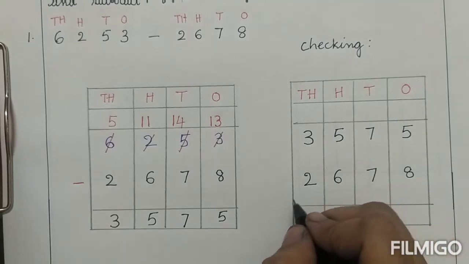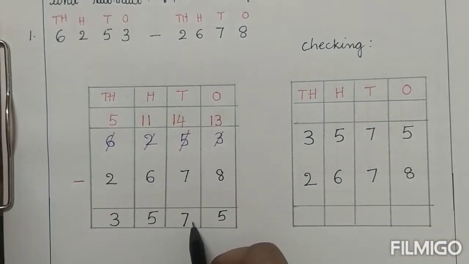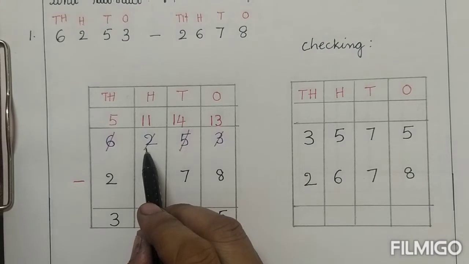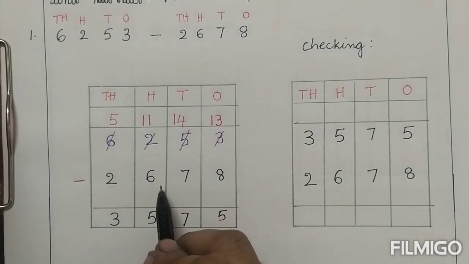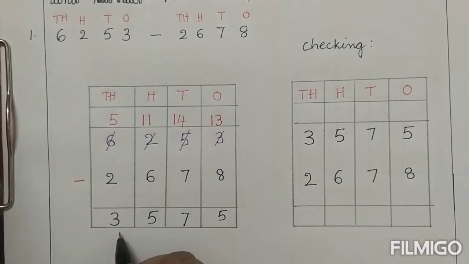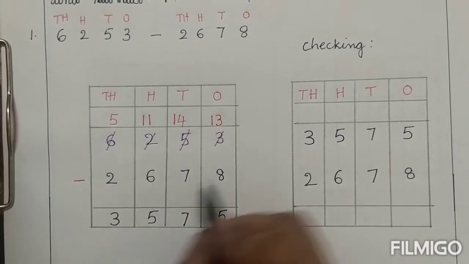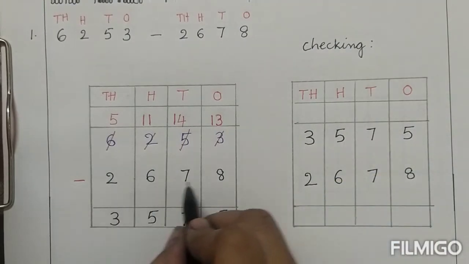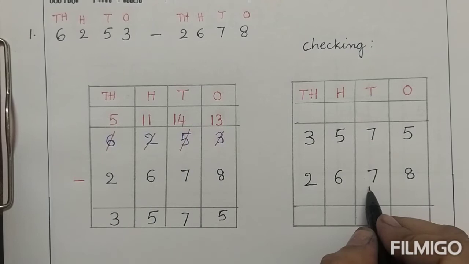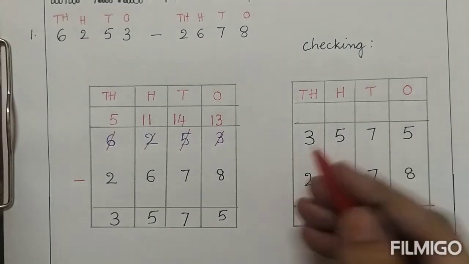Children, what we did here? After doing subtraction, this is our first number, this is our second number, and this is the difference of these two numbers. We are taking a difference of these two numbers. See, this is our difference, and the second number we are taking. Now we have to add.